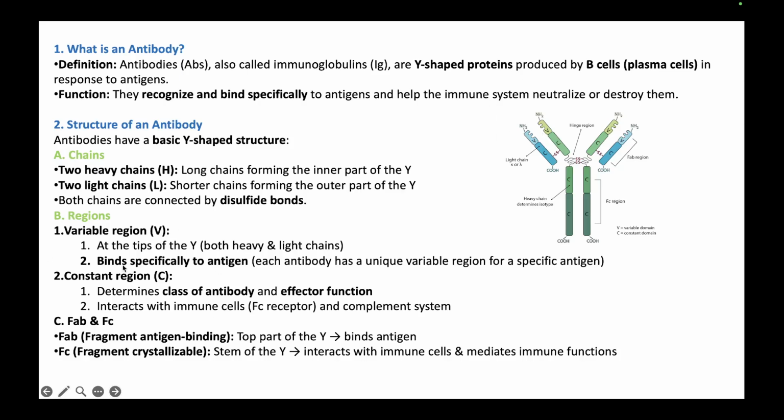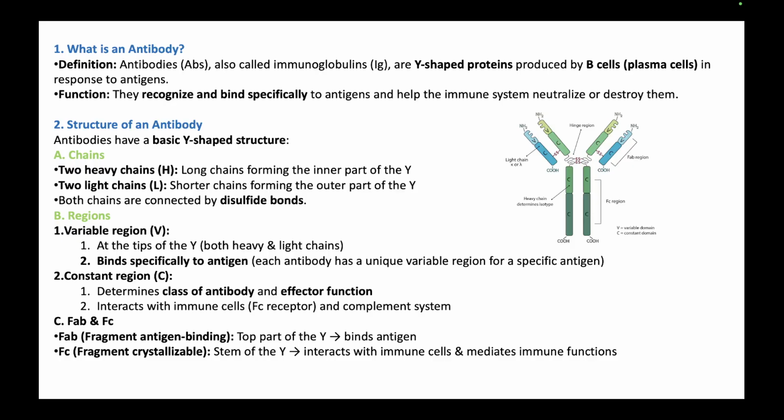So the variable region is at the tip of the Y, on both the heavy and the light chain. It binds specifically to the antigen. Each antibody has a unique variable region for a specific antigen. That is why they are called variable, because they are different against different antigens.